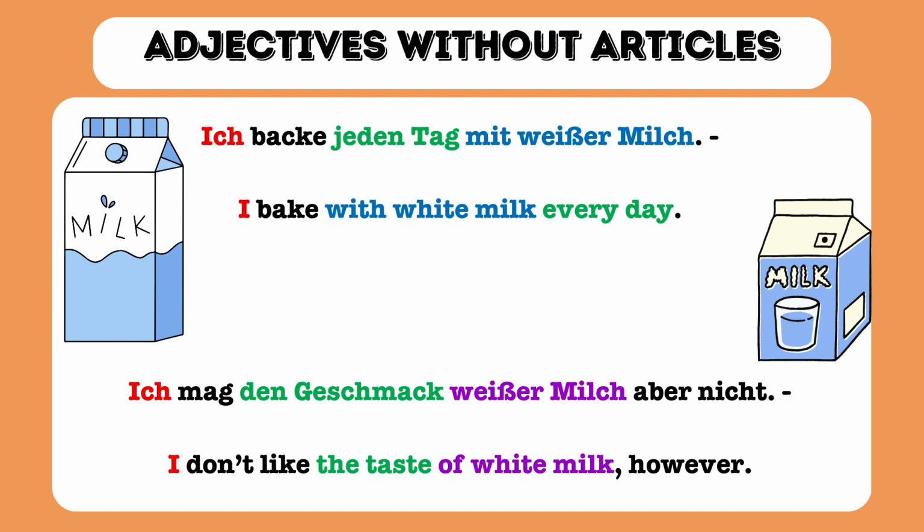Ich mag den Geschmack weißer Milch aber nicht. I don't like the taste of white milk, however. Weißer Milch has an ER at the end of it because that's what happens in the genitive case for a feminine noun. Ich mag den Geschmack weißer Milch aber nicht.